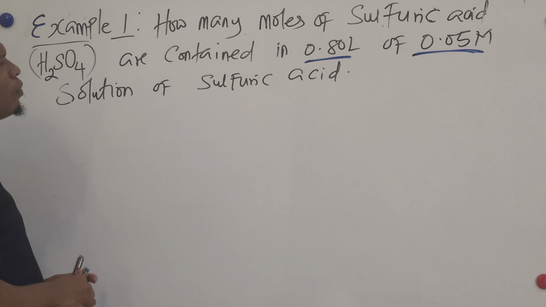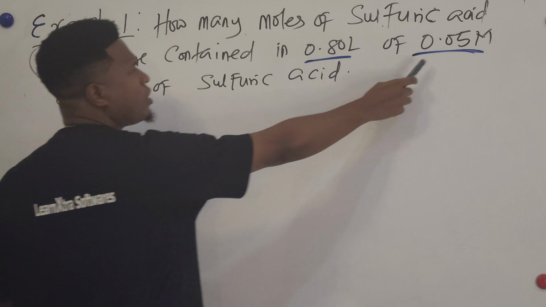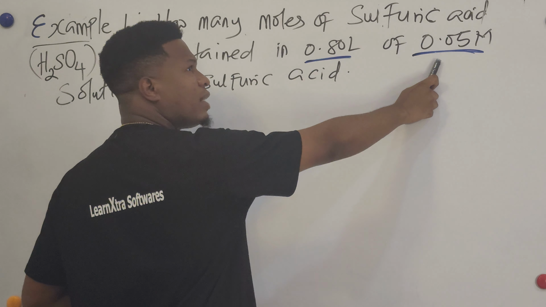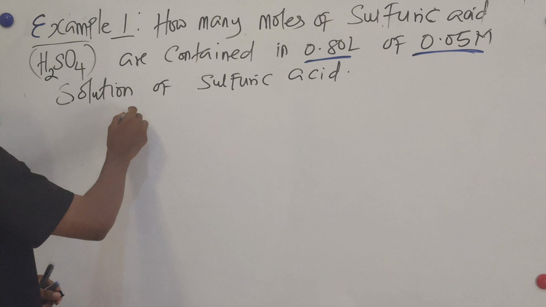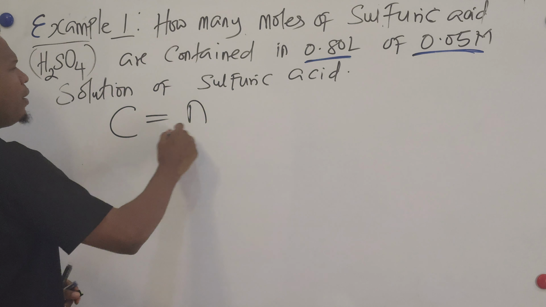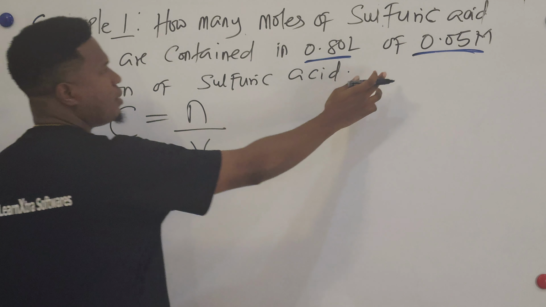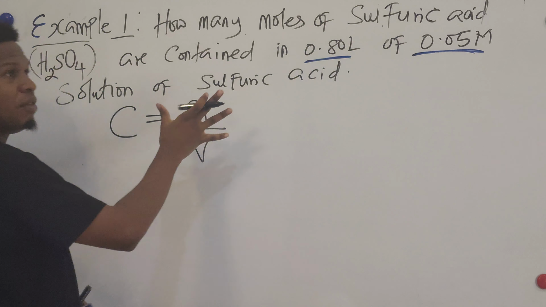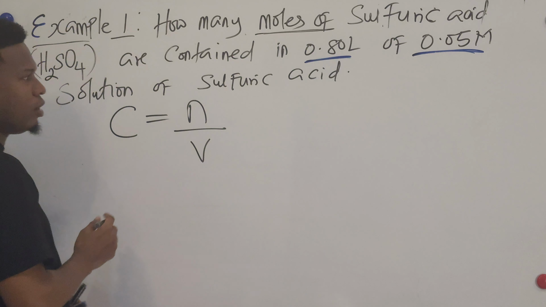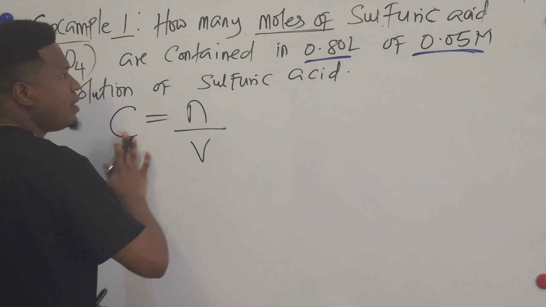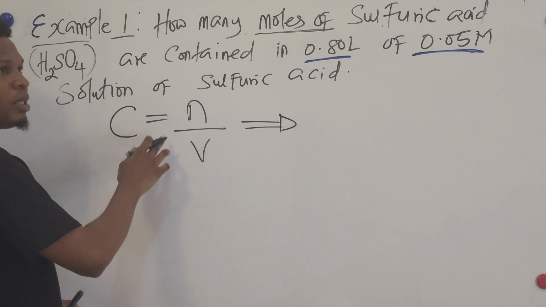Now, look at the question very well. What does this look like? Volume, right? Liters. What does this look like? C, that is the molarity or the concentration in mole per dm cube. Recall that we said that C is equal to n over V, where n is not given, right? We are looking for it, the mole. The V is the volume. The C is this. So what do you do in this case? We make the n subject of the formula.